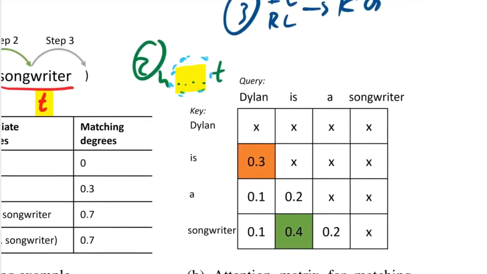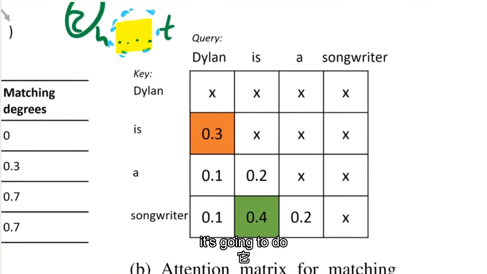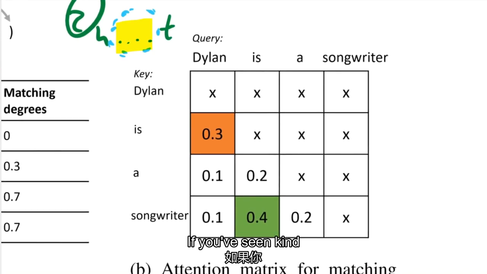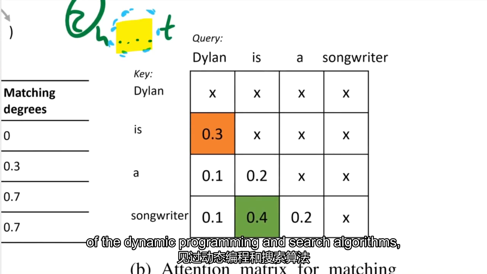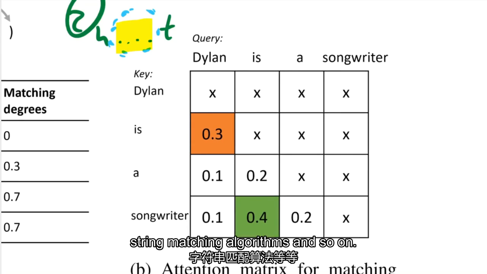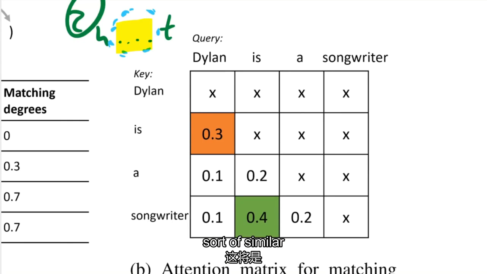Okay, so here it's going to do something similar to dynamic programming. If you've seen dynamic programming search algorithms, let's say string matching algorithms and so on, this is going to be sort of similar in that we're going to start from the head in the string. There could be text before it, right? We're simply going to locate the head, Dylan, right here, and start.